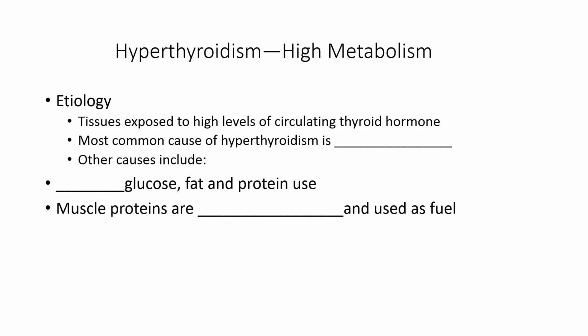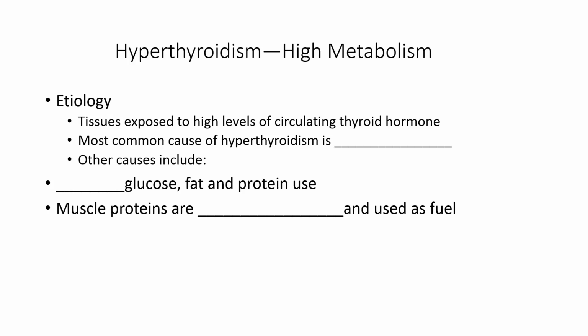Moving on to hyperthyroidism. Again, this is going to be the exact opposite. I want you to think high metabolism. So everything speeds up, everything is fast. Tissues are exposed to high levels of circulating thyroid hormone. The most common cause of hyperthyroidism is Graves' disease. And other causes could include adenomas or ingestion of too much thyroid hormone.